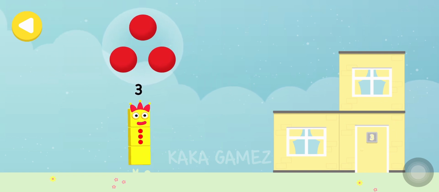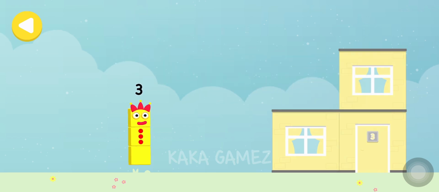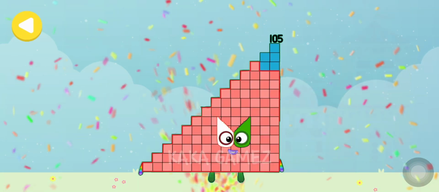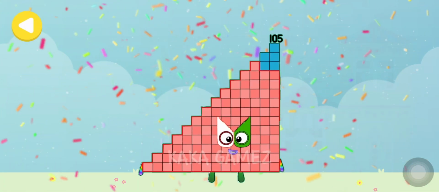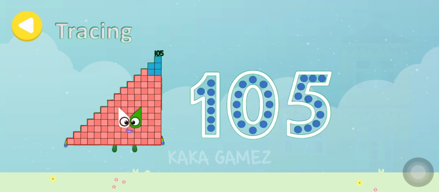Drag one of the number block's favorite things onto their home. Hooray! You helped this number block go back home. This is number block's 105. Can you trace number block's 105? Let's go. Start with number 1.